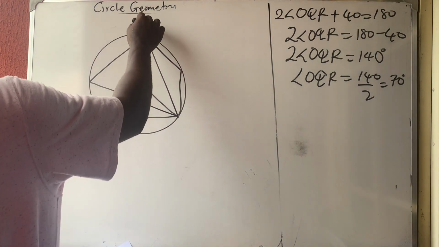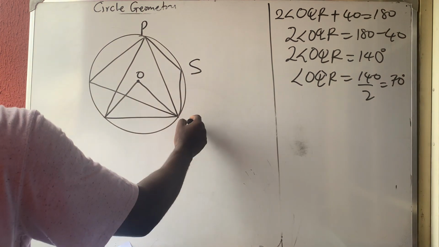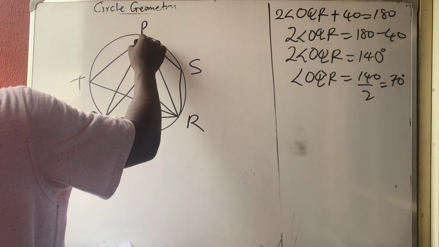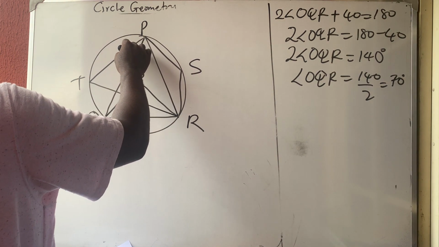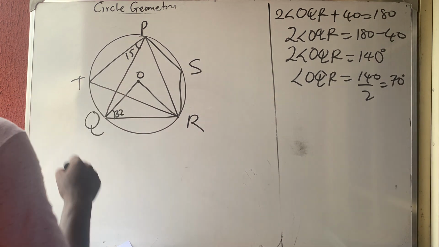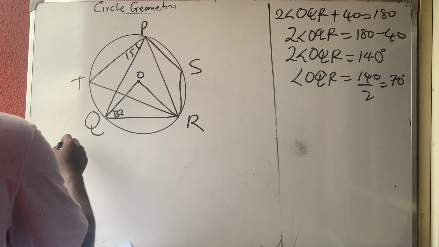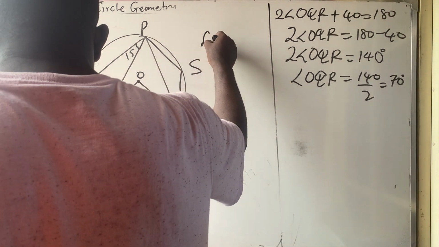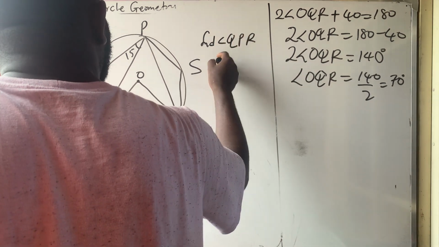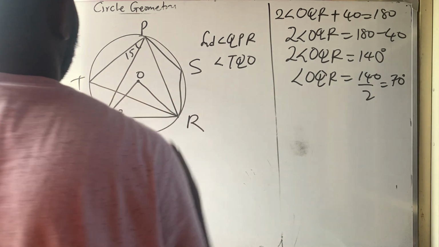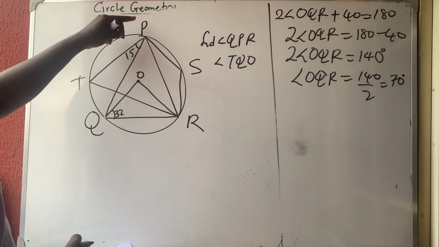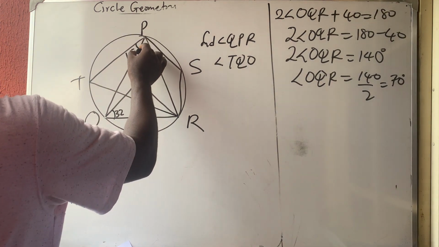Right? So I have here P, S, R, Q, and T, and they say that this small place is 15 degrees. And this small place is 32 degrees. And they say we should find angle QPR and angle TQO. Okay, QPR. We need to find this place.